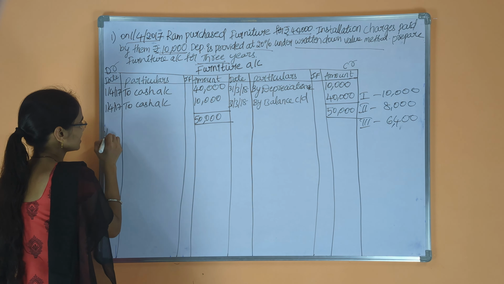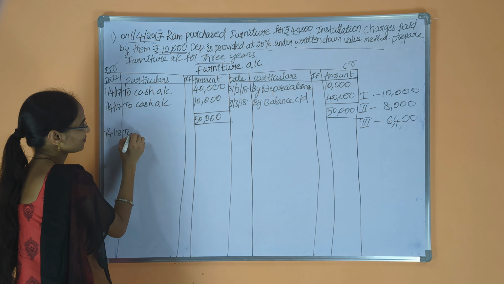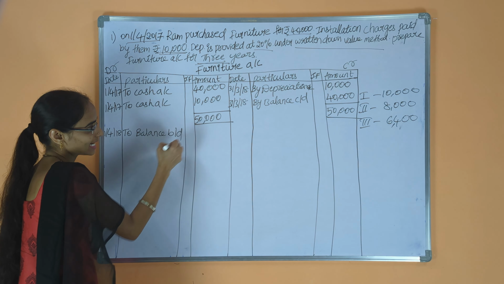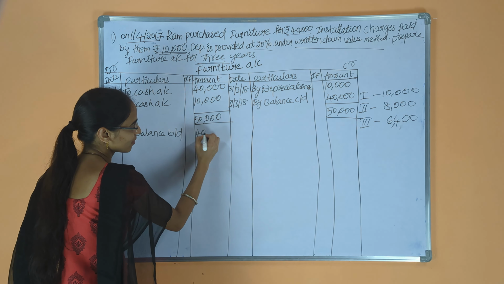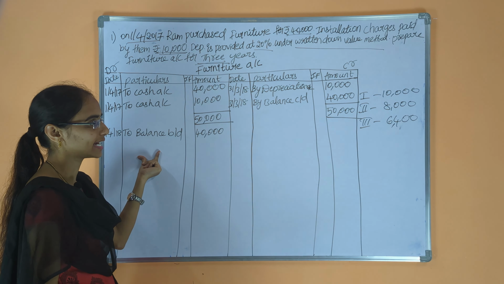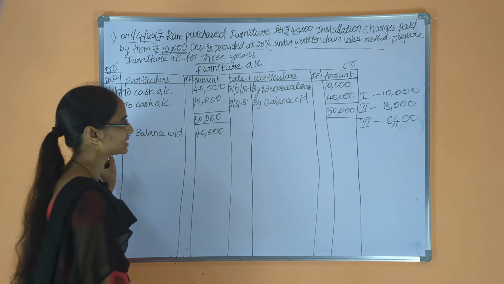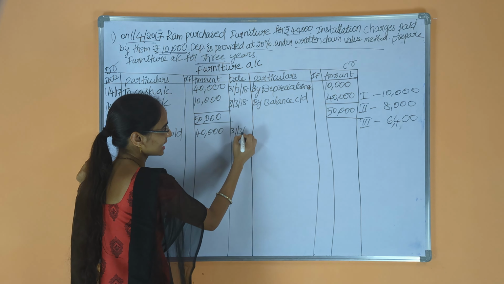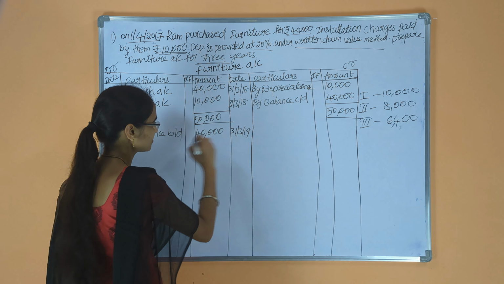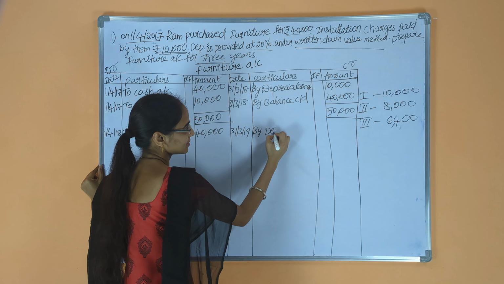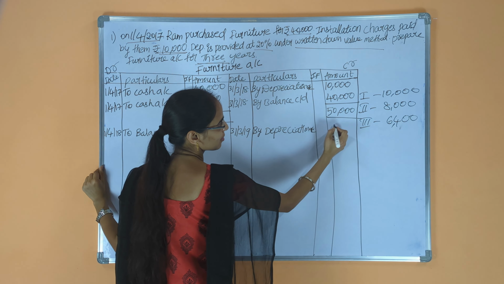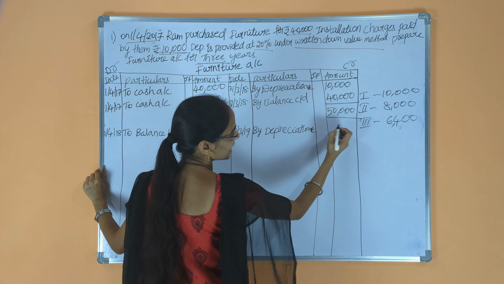Next year is 1st April 2018 to balance brought down. How much amount is? 40,000. So in this year any another machine was purchased. So leave it. Next is at the end of the year we calculate the depreciation. 31st March 2019 by depreciation account. Rupees, how much is the second year depreciation is? 8,000.